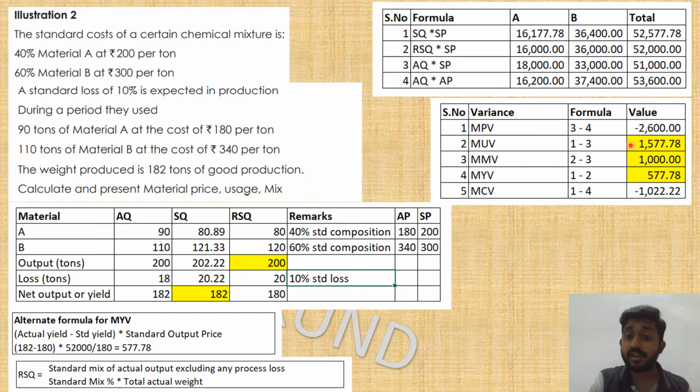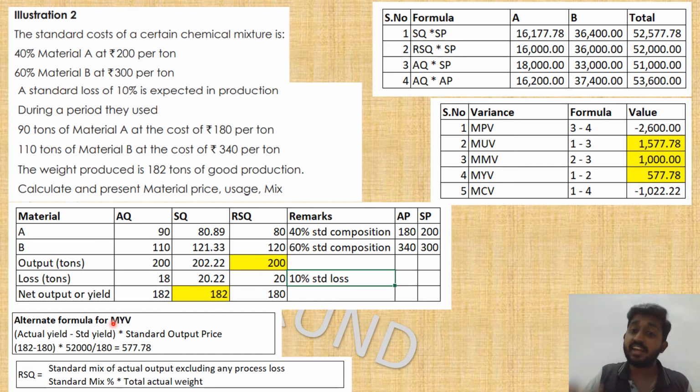Now in our discussion of the theory, we discussed an alternate way to calculate the material yield variance. To check material yield variance, there is one more formula: actual yield minus standard yield. So students, except material yield variance, all other variances will be standard minus actual only. But material yield variance alone is actual minus standard. Why? Because it is a yield variance.